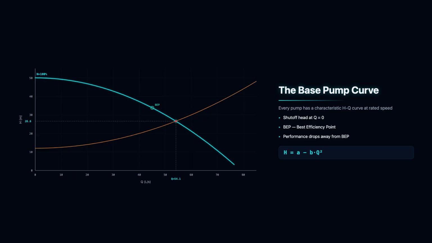The best efficiency point, or BEP, is where the pump operates most efficiently, and the system curve shows the head required by the piping network at each flow rate. Where the two curves intersect, that is the operating point.